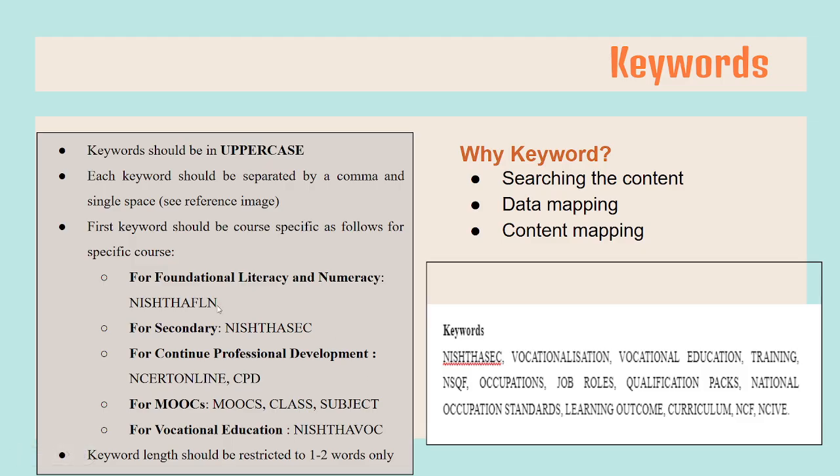So for example, other than generic keywords for the course, we also have a course-related keyword. We have made our own keywords. Example, for all the Nishtha FLN courses, the first keyword will be Nishtha FLN. For all the Nishtha secondary courses, it will be Nishtha Sec. Why is this keyword given? Anybody who wants to do a Nishtha secondary course can just search Nishtha Sec, and it automatically shows all the secondary courses.